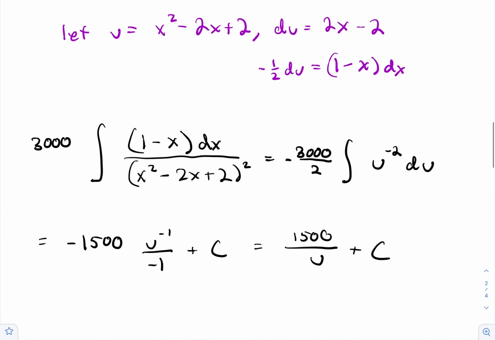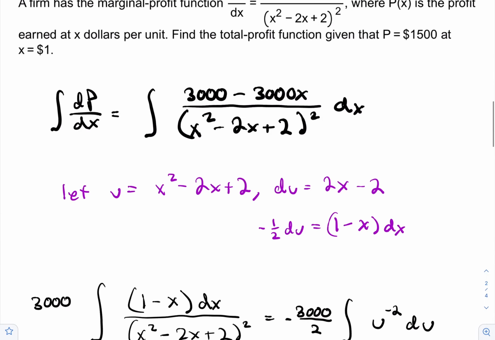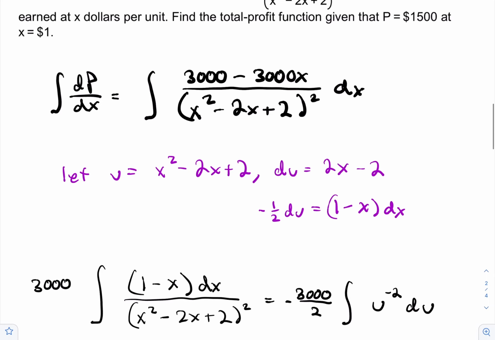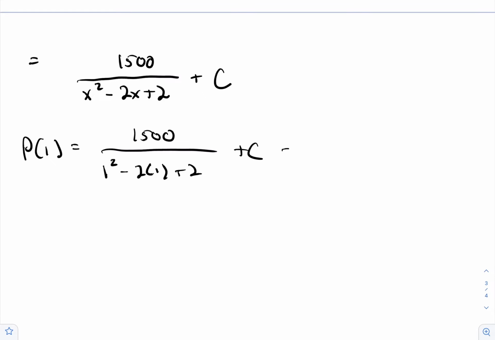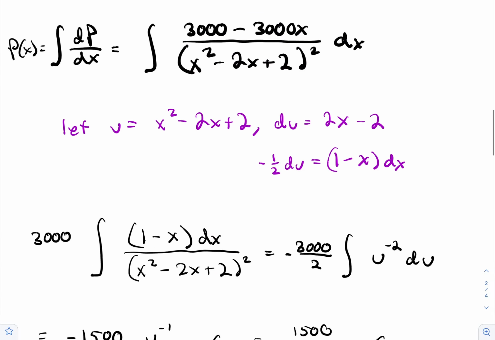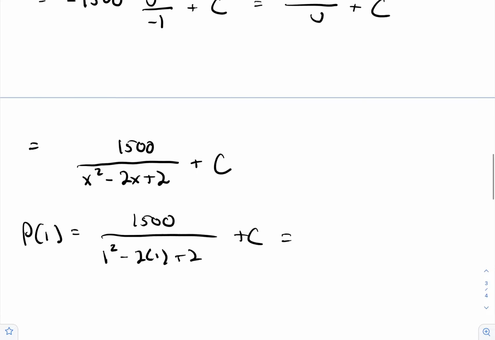But we were also given the information that the profit is 1500. This is our P of X, found by integrating our marginal profit. The profit is 1500 when X is 1. So when we let X be 1, P of 1 is going to be equal to 1500 over 1 squared minus 2 times 1 plus 2, plus some constant, and that's going to equal 1500.